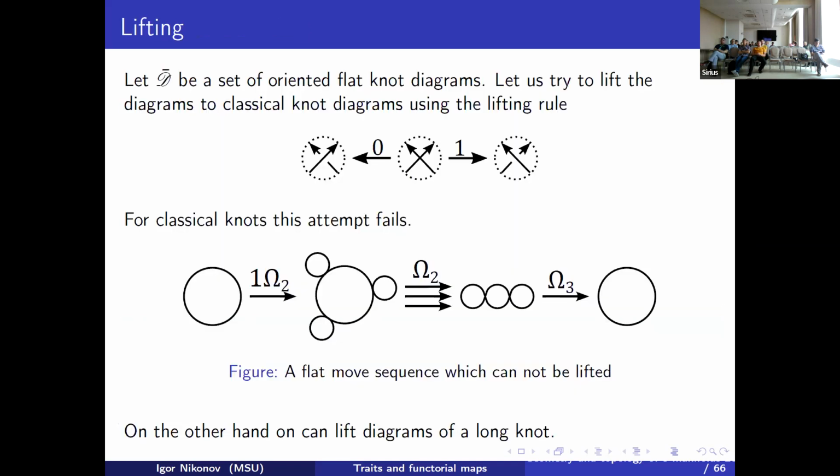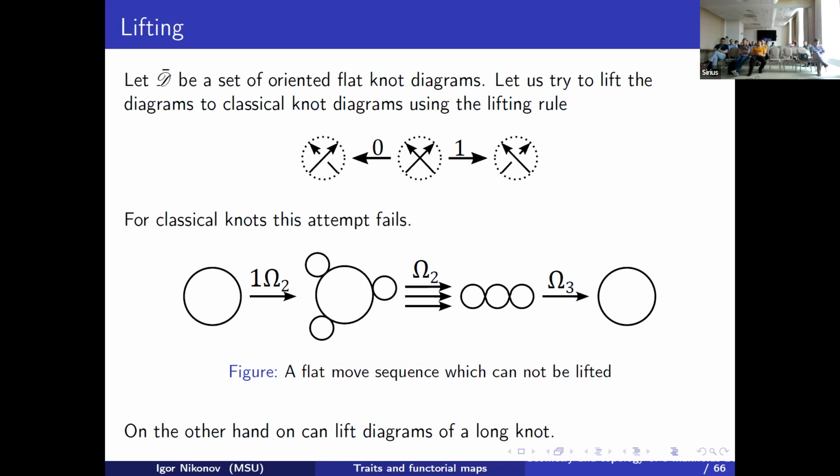And the last example is the lifting. If we have a knot diagram, we can forget about undercrossing and overcrossing and get a flat diagram. And let us consider the inverse map. The inverse map tries to lift, replacing the flat crossing with a positive or negative crossing.